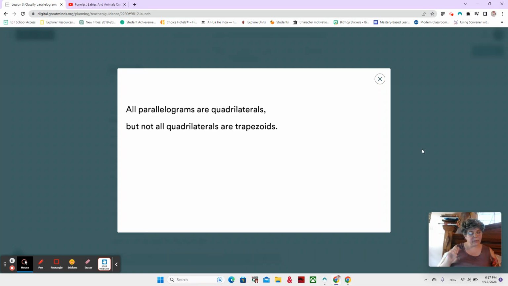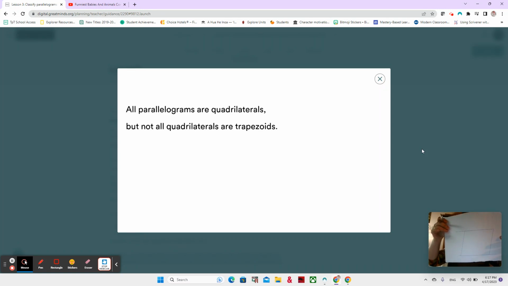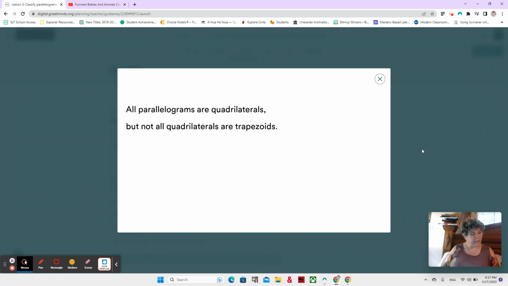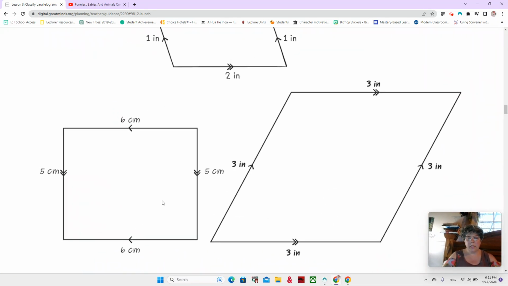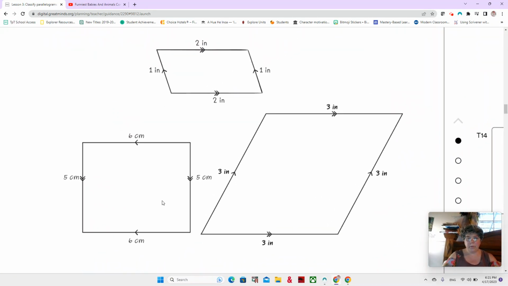When can a trapezoid also be classified as a parallelogram? If it has 2 pairs of parallel lines, right? A trapezoid only has to have 1 pair, but a parallelogram has to have 2. A trapezoid can have 2, but it doesn't have to, okay? And there's a lot of different parallelograms. Okay, so we each drew our own parallelograms, and here's some example parallelograms.